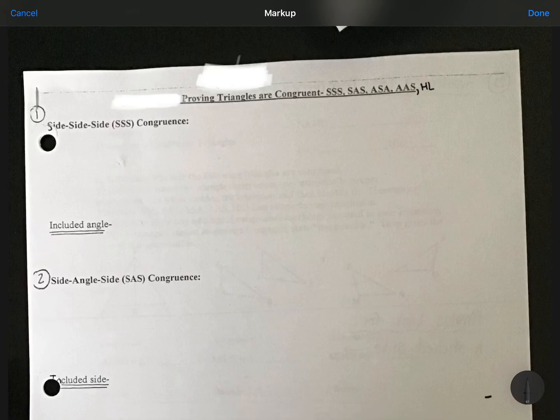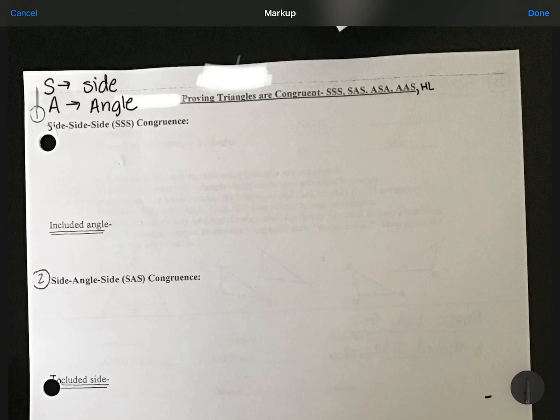If you see an S, S means side. If you see an A, that means angle. And we'll talk about the H and the L on the back side of this notes page. The first way we're going to look at is side, side, side congruence, and we abbreviate that as SSS. But when I ask you in class how the triangles are congruent, please don't say SSS. Tell me side, side, side.